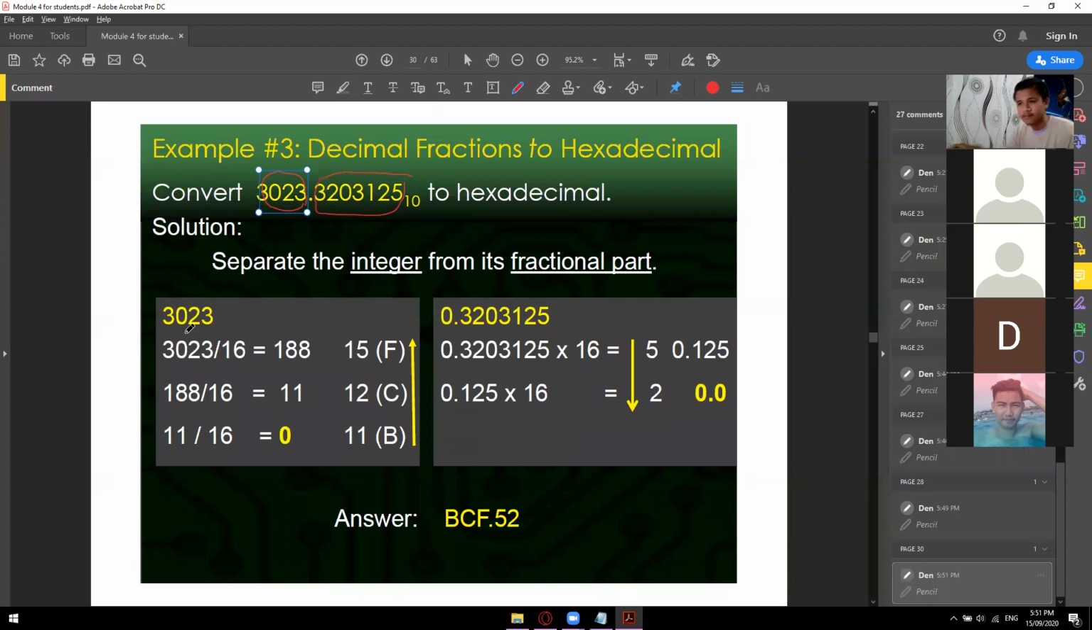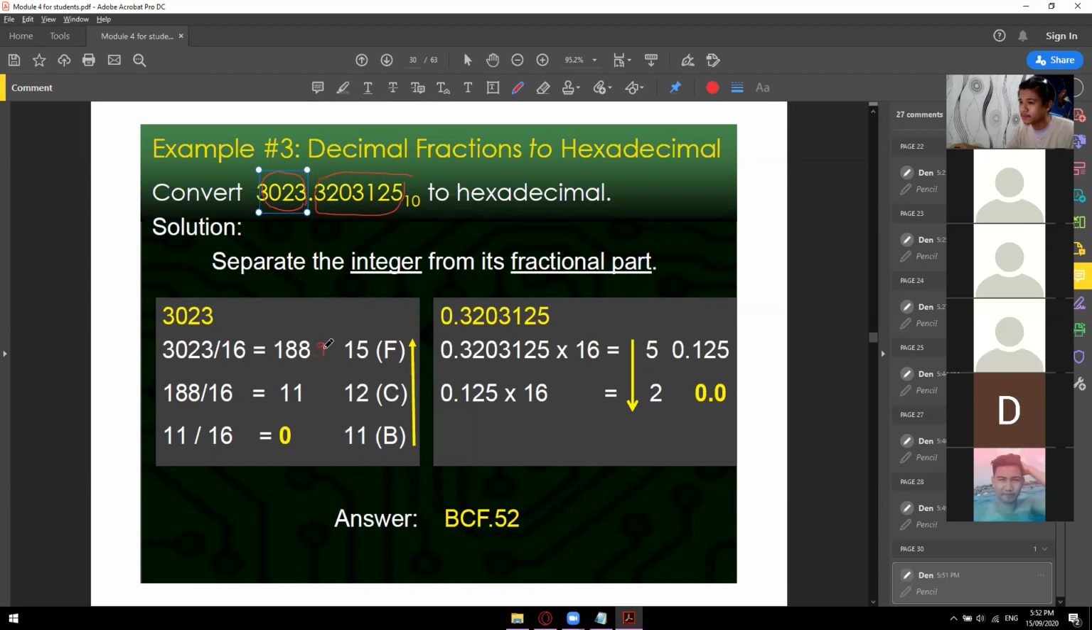Okay? Alright, so let's do the integer part first. 3023 divided by 16 is equal to 188 point something. Please recheck. What do we get here? 0.9375. Who's that? Miss Fatima. Okay, thank you for that, Miss Fatima. So 0.9375 times 16, you will get 15. So double conversion, since 15 is equivalent to letter F in hexadecimal.